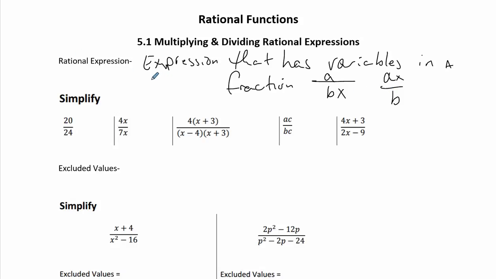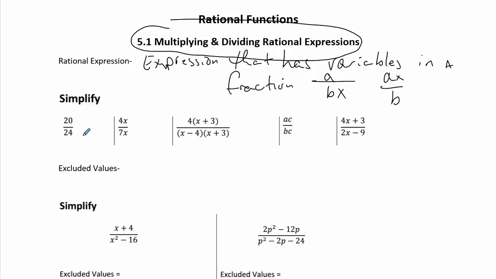And the reason it's an expression is because we don't have an equal sign. We're not solving anything yet. All we're going to do in this particular instance is multiply and divide. We're going to work on some simplifying as well. So first up here, these first five, let's simplify.